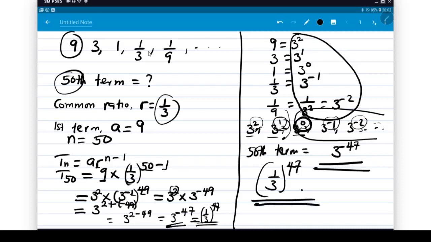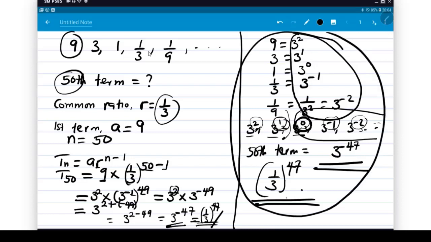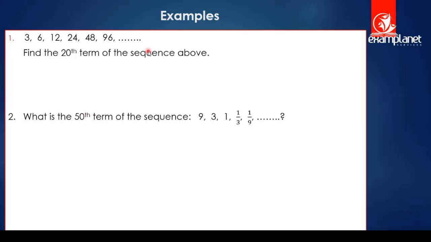So if you use the formula, we get this answer. If you use the pattern, we can still also get our answer for a sequence with a common ratio. So that's how you can find any member of the sequence with a common ratio. All right, so that's the solution to our example 2, how you can get the 50th term of this sequence.